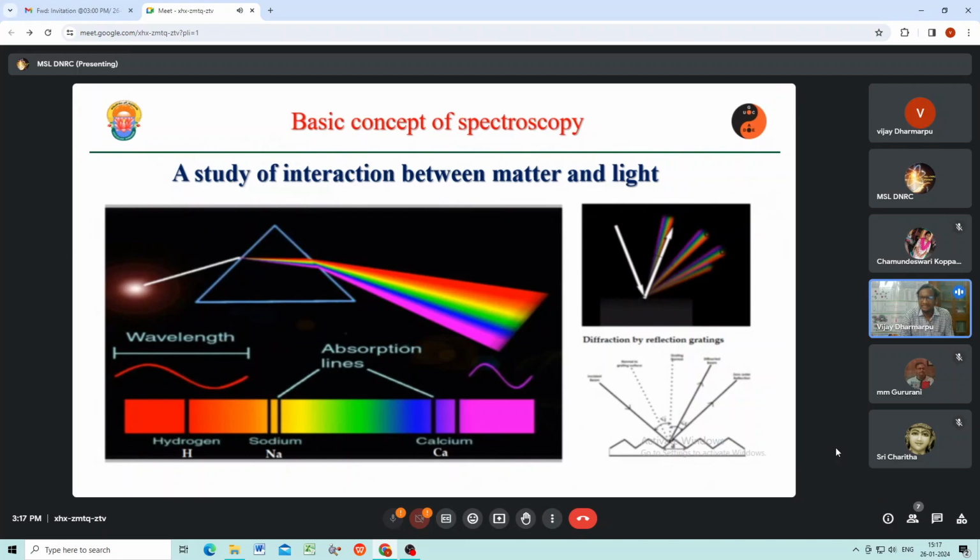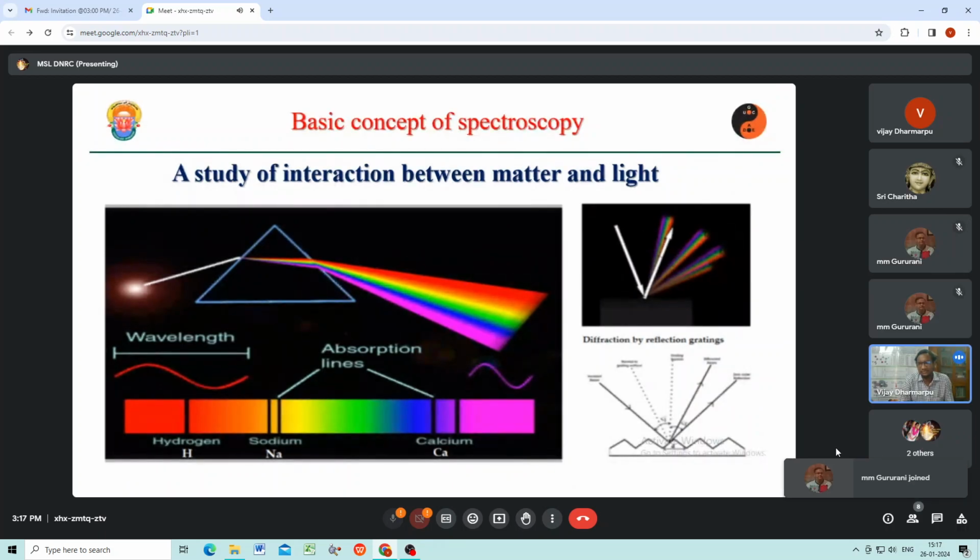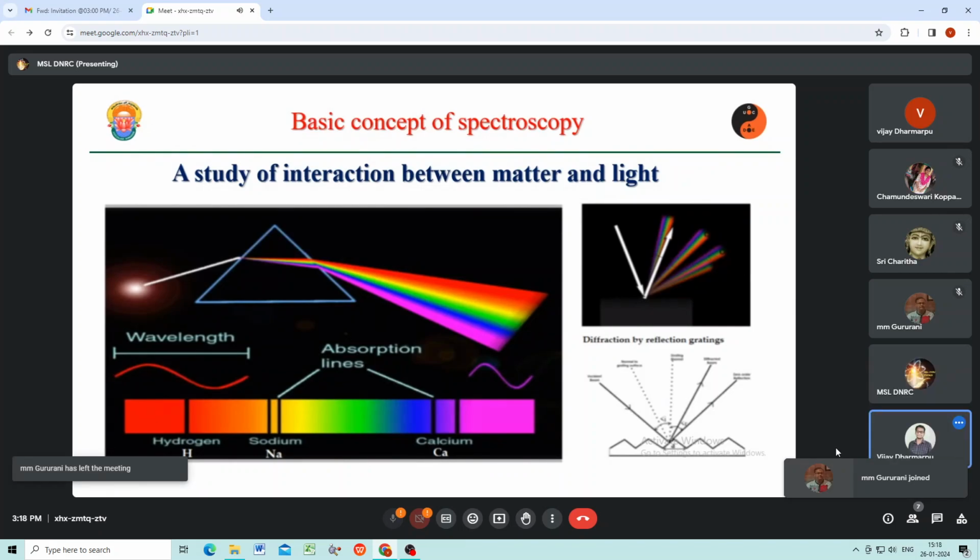The Sun is a self-generated radiation source. That radiation comes as a ray, and that ray doesn't need any media. Without media, that light propagates. So here I am showing one simple example.